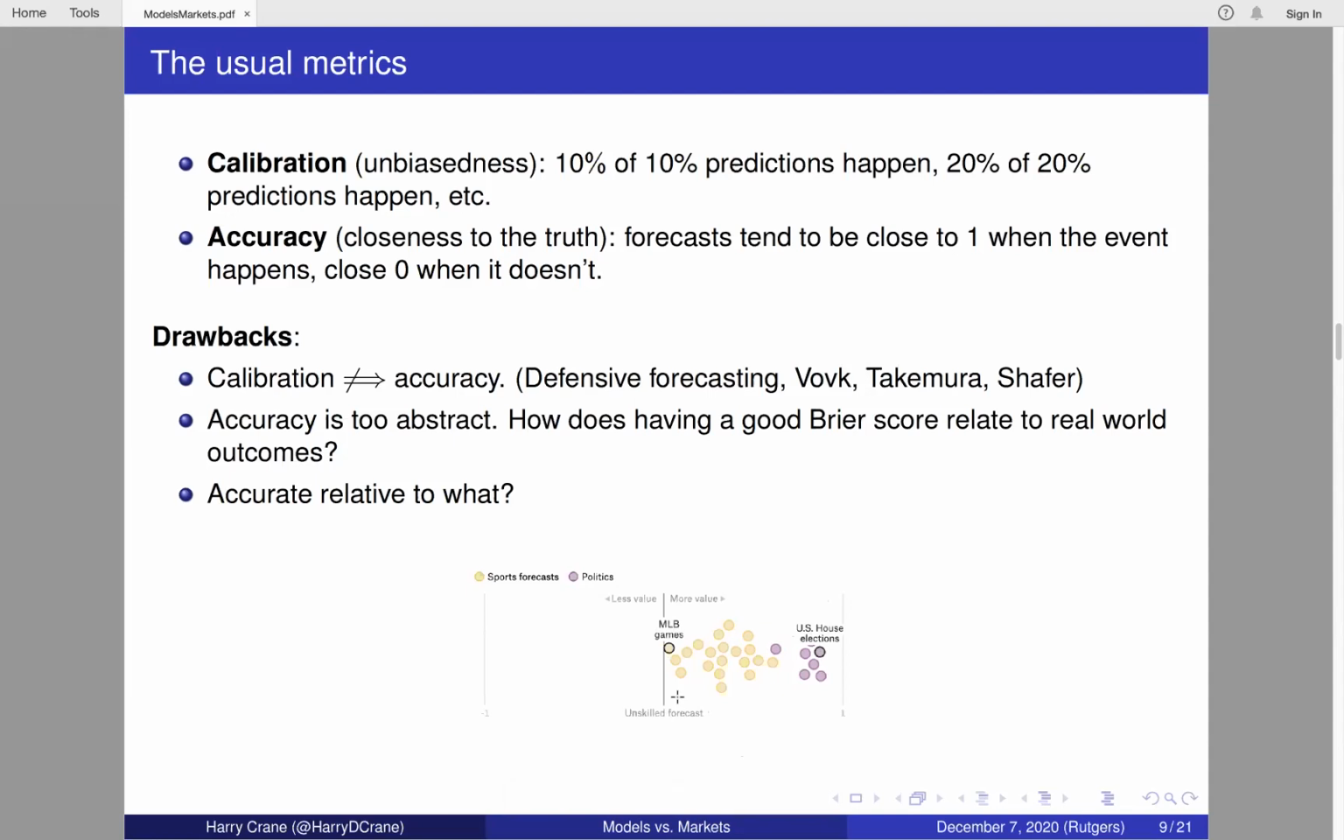On any given election cycle, probably 40 of the states or even more are easy to predict with incredible accuracy. And so this unskilled forecaster is a bit of a straw man in this case. So if we want to measure accuracy, we should probably have a stronger opponent than the one that's given here.